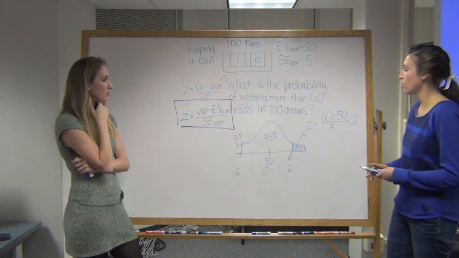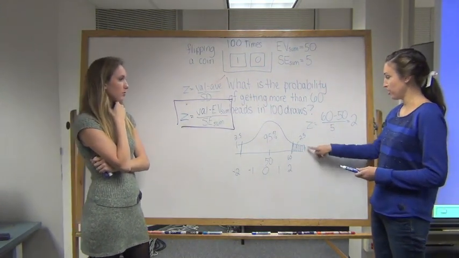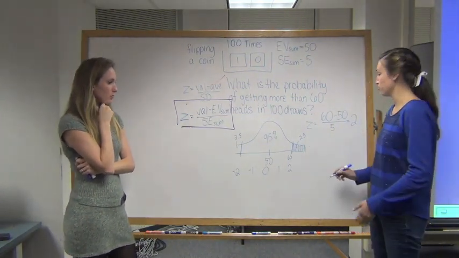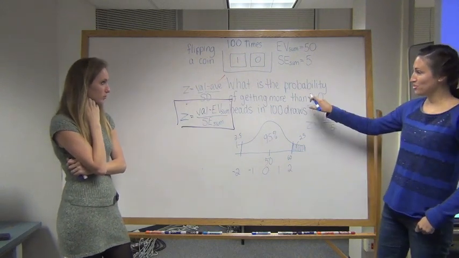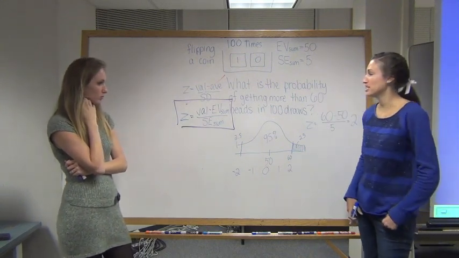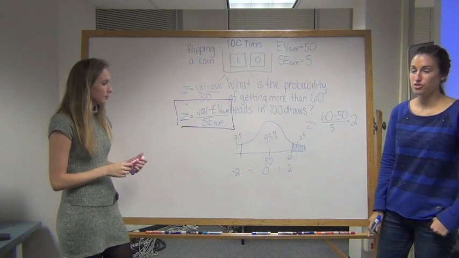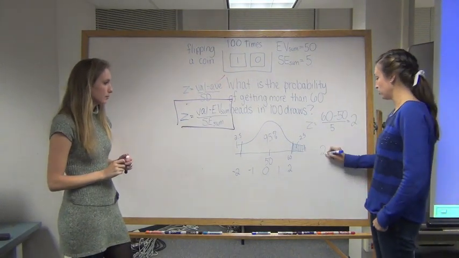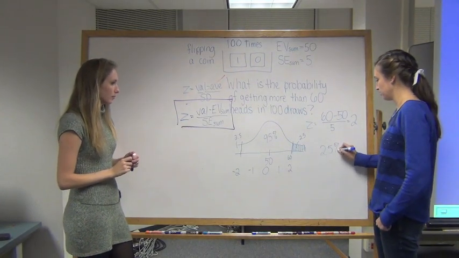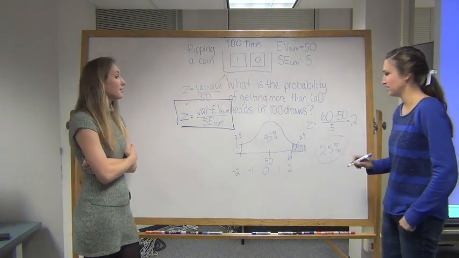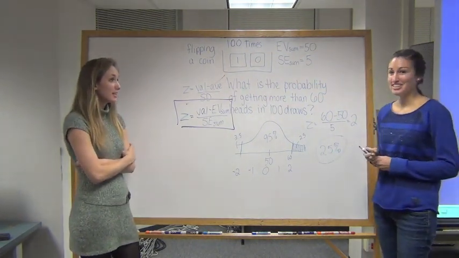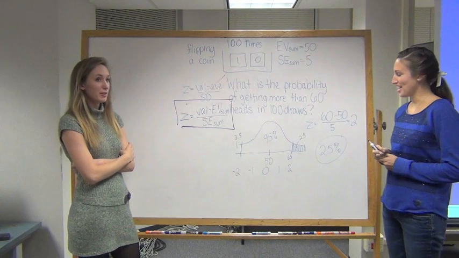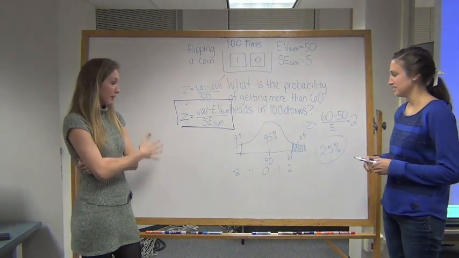Right, exactly. So we want this shaded area, which we actually have already marked right here, as 2.5%. So the answer to this question of what is the probability of getting more than 60 heads in 100 draws is exactly that, 2.5%. That's a lot smaller than I would have guessed. 60 doesn't seem that far off from 50 on flipping a coin.